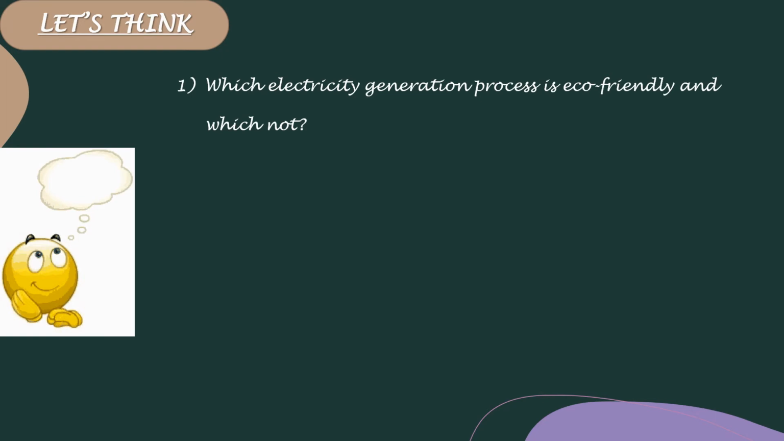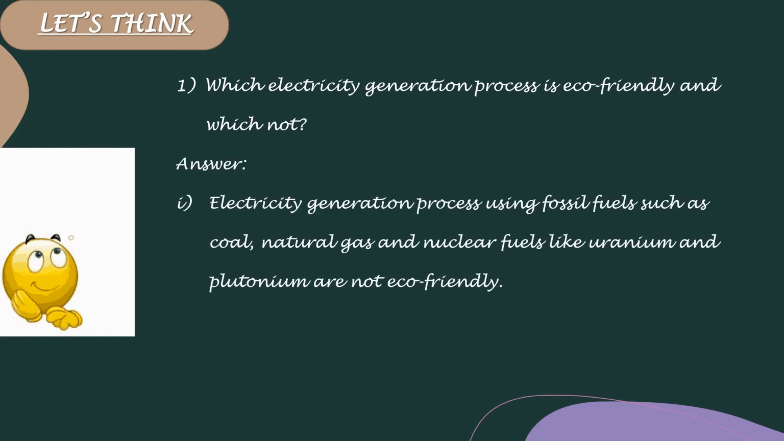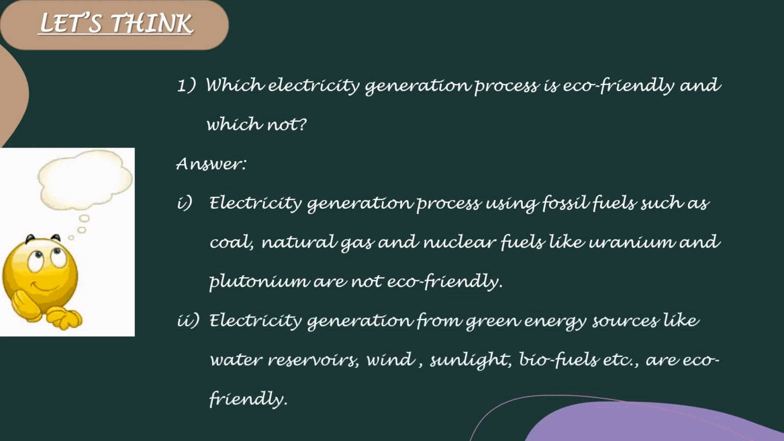Now students, let's think about which electricity generation process is eco-friendly and which is not. Yes, electricity generation process using fossil fuels such as coal, natural gas, and nuclear fuels like uranium and plutonium are not eco-friendly. So which are the eco-friendly processes? The electricity generation from green energy sources like water reservoirs, wind, sunlight, biofuels, etc. are eco-friendly.